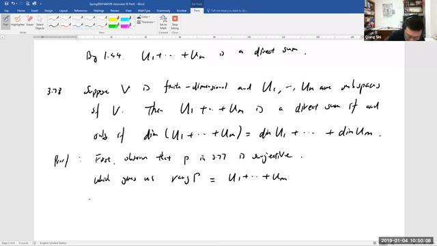So now let's use that by the fundamental theorem of linear maps.